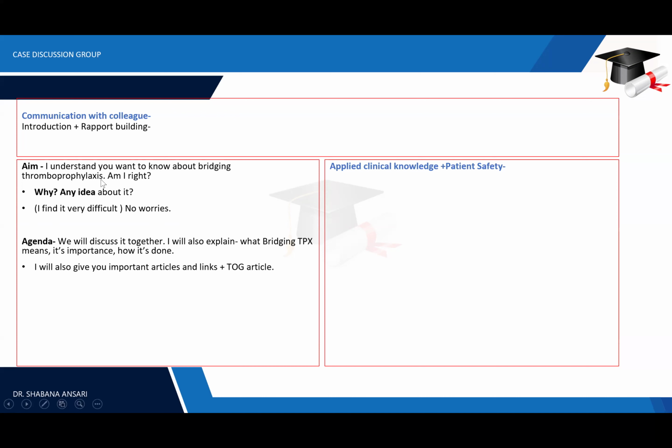I understand you want to know about the bridging thromboprophylaxis. Am I right? May I know why you want to know about it? Do you have any idea about it? Have you read about it? Okay, she said she finds it very difficult.